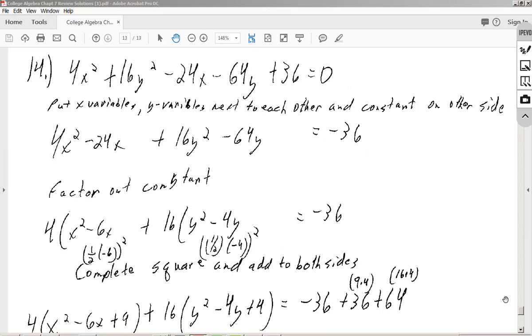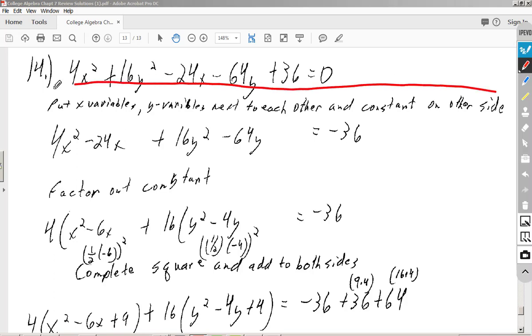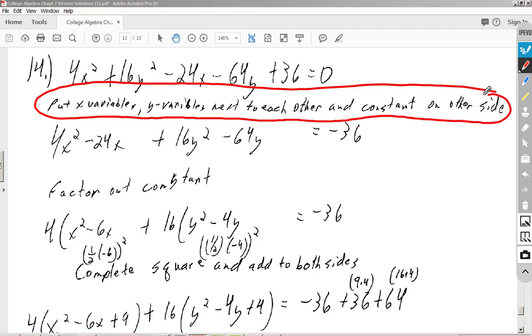Okay, on this last problem, number 14, the equation says we've got 4x² + 16y² - 24x - 64y + 36 = 0. You're going to notice this is in general form. We're going to put it in standard form. So remember, the rules are to put the x variables and y variables next to each other, and the constant on the other side. That's the first thing I did. I put 4x² - 24x + 16y² - 64y = -36.